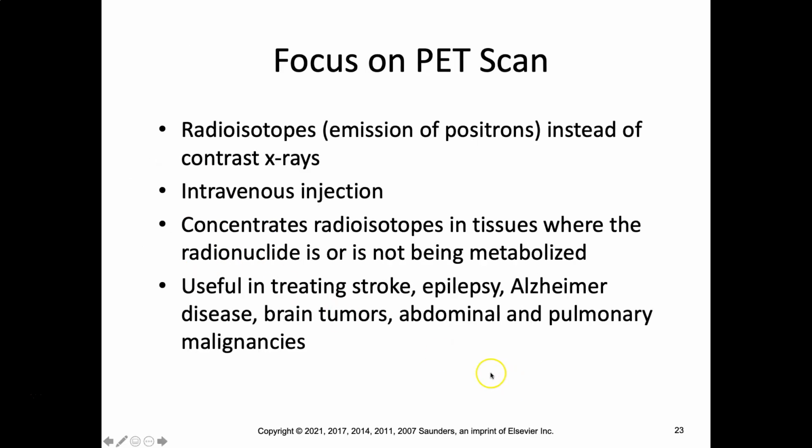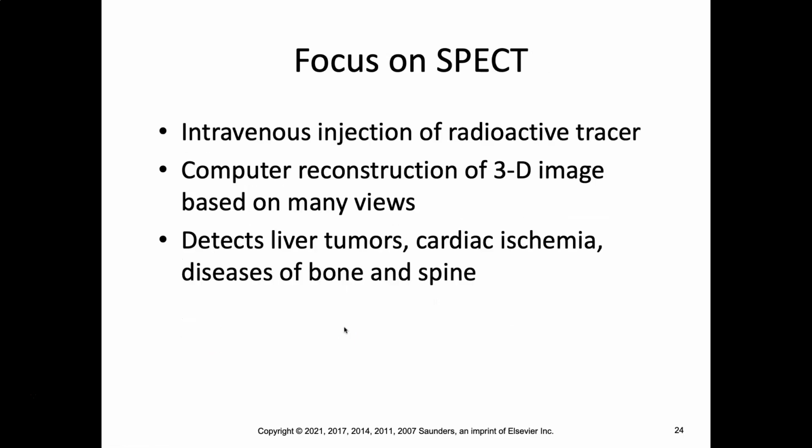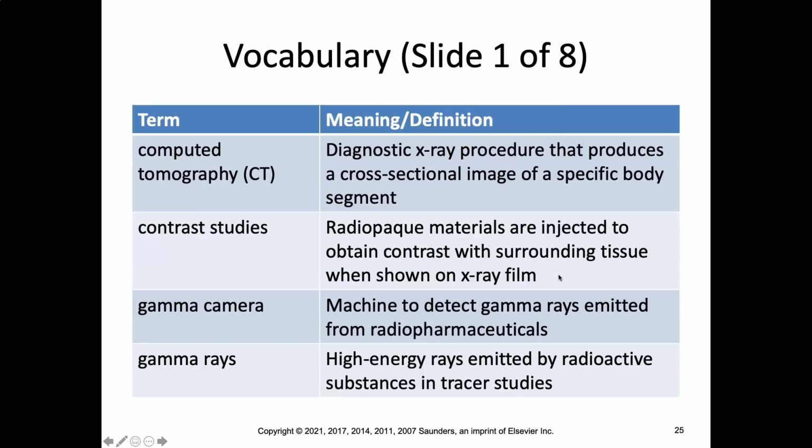Focus on the PET scan. This talks about where it's at. Again, you can see the emphasis on malignancies. SPECT tests. A lot of these are cardiology, looking for ischemia and different things like that, but occasionally they do use them for liver tumors and anything going on with bones or spine.